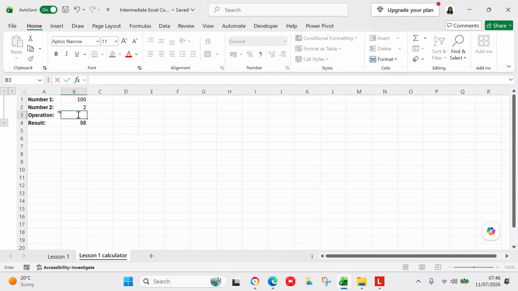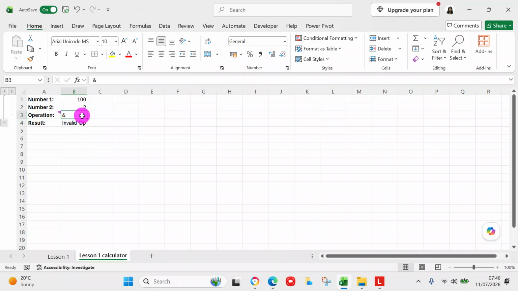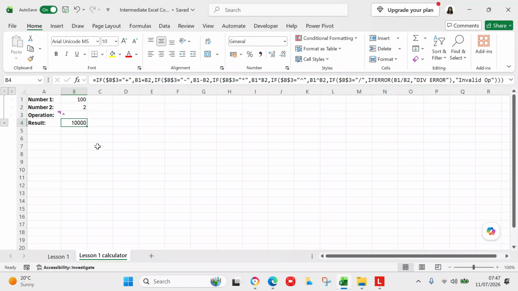And we'll just try another one. We'll just say and, and it says invalid op. So we're going to go back and put a little caret sign in there. That's exponent. So this is a really simple calculator that we've made that just shows you that you can write a really simple program in Excel. You're calculating two numbers and you can have addition, subtraction, multiplication, division, and exponentiation.